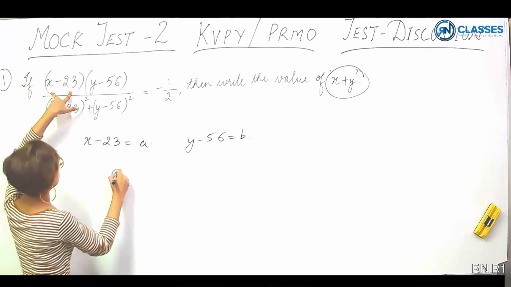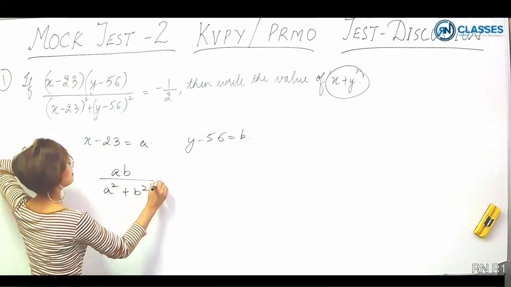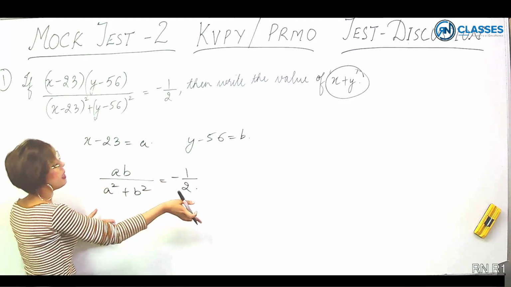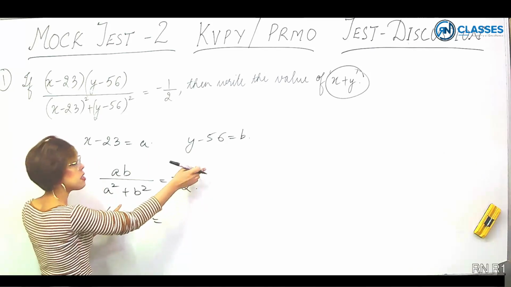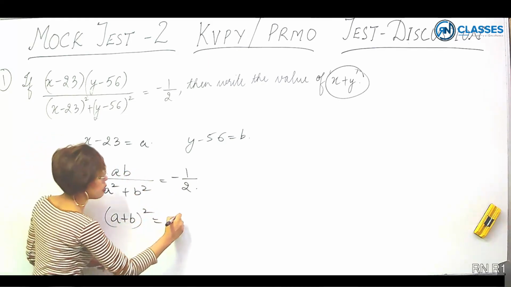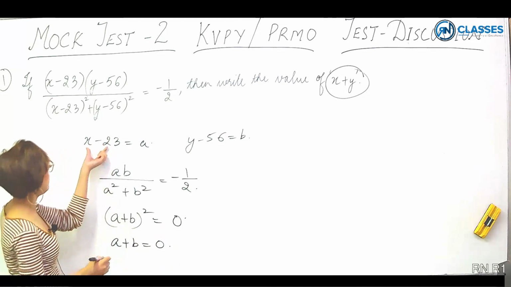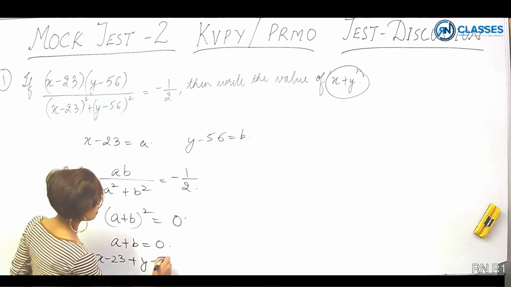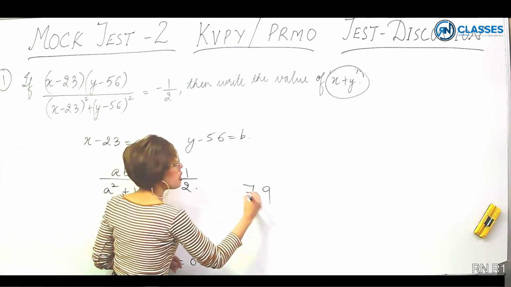Right, so this becomes A, this is B, so AB, whole divided by, this is A square plus B square. This is equal to minus 1 by 2. Right, if I cross multiply, basically I'll get A plus B whole square. As you can see, why? Because minus A square minus B square, if I shift to this side, so A square plus B square plus 2AB, which is A plus B whole square, which is equal to 0. Right, that means A plus B is equal to 0. Now A was nothing but x minus 23, plus B, which was nothing but y minus 56. From here you can get the value of x plus y, which turns out to be 79, which is the answer.